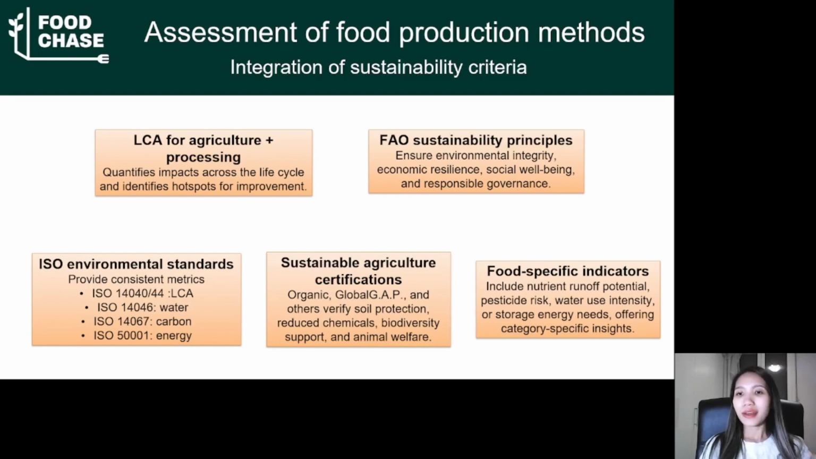And finally, there are also food-specific indicators that include nutrient runoff potential, pesticide risk, water use intensity, or storage energy need, offering category-specific insight.